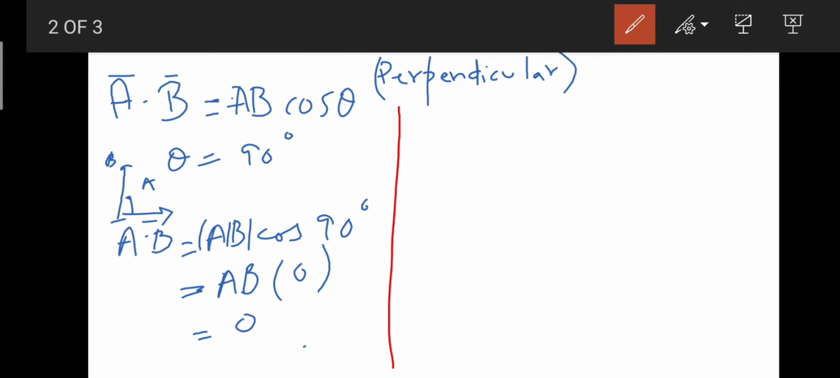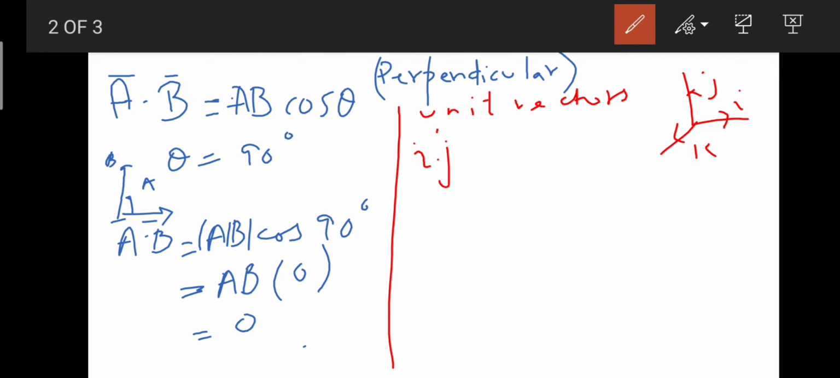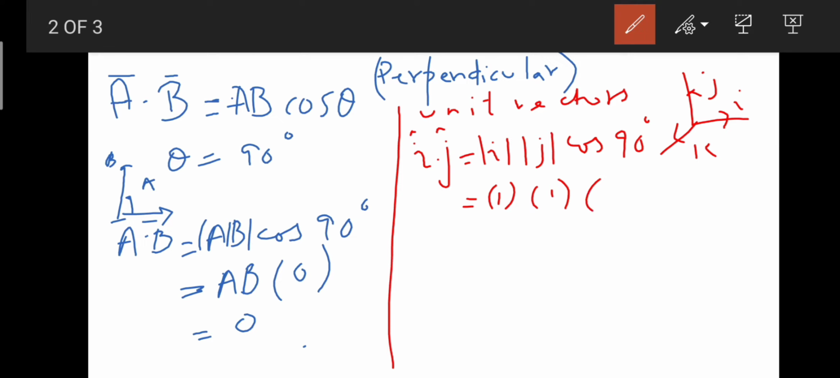Now, if we want to determine this in terms of unit vectors, I see that i is perpendicular to j and j is perpendicular to k and k is also perpendicular to i. So if I want to determine i dot j, what will happen? The magnitude of i, magnitude of j, and cos of 90 degrees. Magnitude of i is 1, magnitude of j is 1, and cos 90 degrees is equal to 0. So i dot j is equal to 0. If i dot j is equal to 0, that means j dot i is also equal to 0.